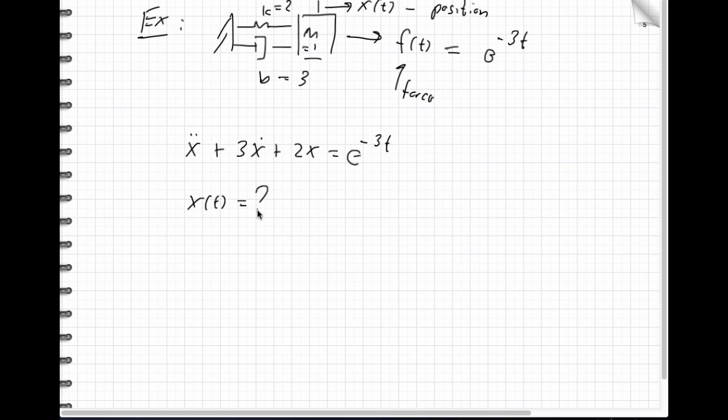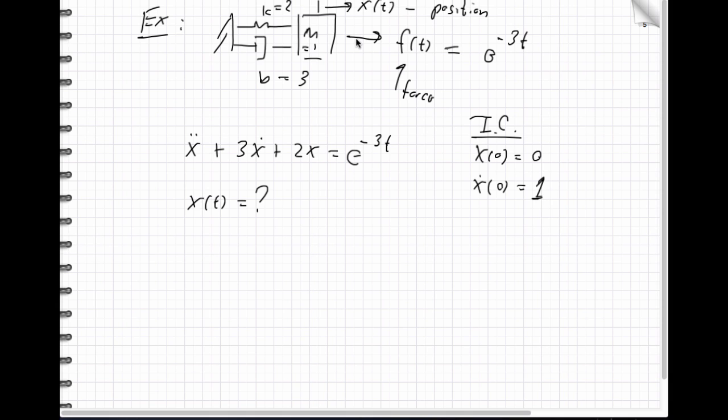Okay. So first of all, let me also tell you that we have some initial conditions. I'm going to tell you that the initial position is 0, but the initial velocity is not 0. It's equal to 1. All right. So if we know our initial velocity is 1, and I know my forcing function, what is the output of the position of the mass?